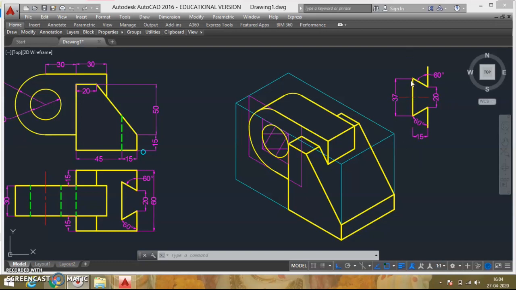After that you can easily find out that the distance I will be getting is 37. So from the midpoint it will be 18.5 on this side and 18.5 on this side. Like this you can just find out the distance and then take it here, because angles we cannot directly take in the isometric.